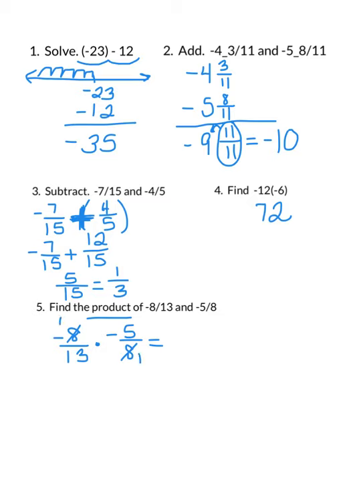5 and 13 I can't do anything with. So now I'm going to multiply straight across. 1 times 5 is 5. 13 times 1 is 13. And my final answer is 5 over 13.